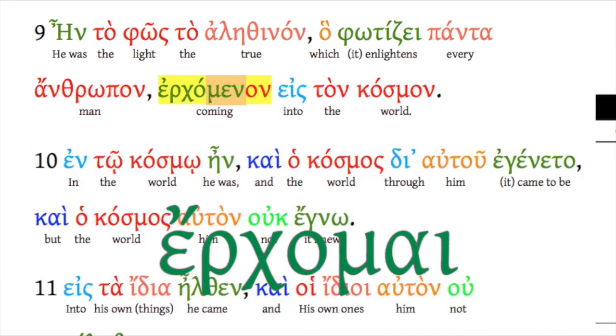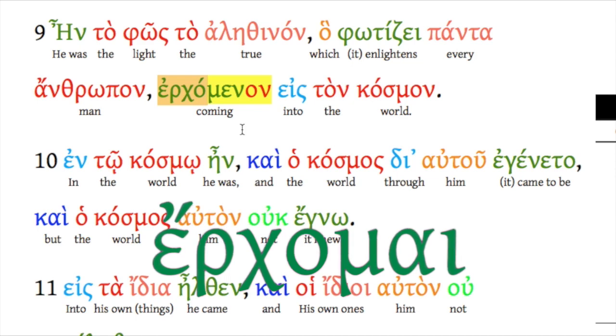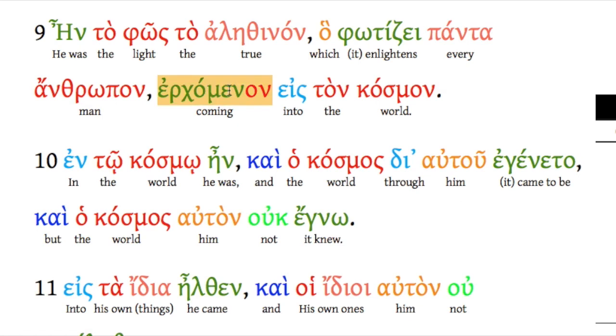Erchomai, right? It's deponent. So if it's deponent in the indicative mood, it's deponent in the participle too. Notice too that the stem has not changed. Remember in the aorist it becomes eilphon. So this is a present, middle deponent participle, accusative, singular, neuter.